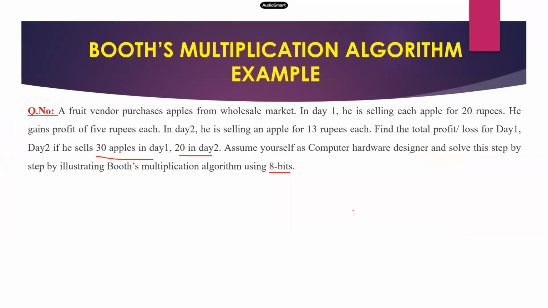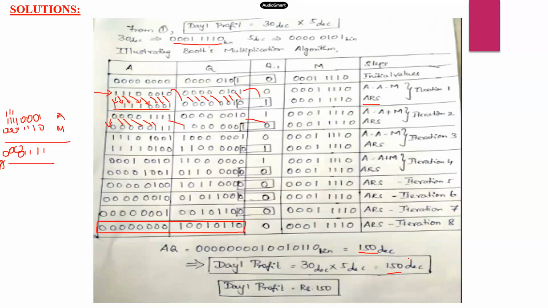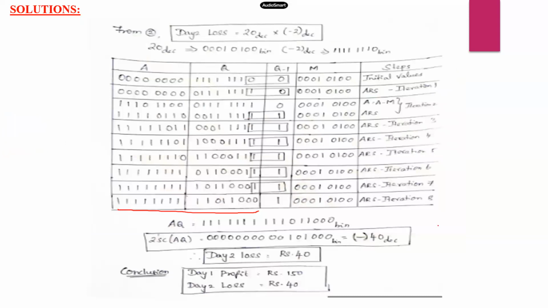So in this problem, we have two questions. One is the day one profit, and the other is the day two loss. Day one profit is 30 into 5. Day two loss is what? 20 into minus 2. So we have to do 20 into minus 2.